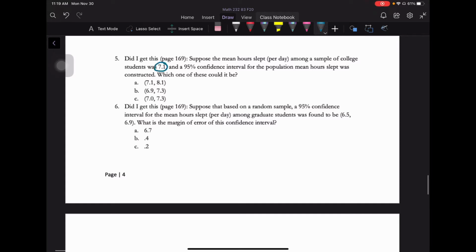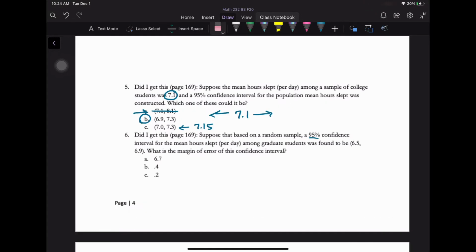Well, whenever we're calculating a confidence interval, remember that 7.1 must be directly in the middle with the lower and upper limits split above and below. 7.1 is not the middle here, it's actually the lower limit. And 7.1 here is not the actual middle between 7 and 7.3. The middle here would be 7.15. Now, if you find the middle of 6.9 and 7.3, it is 7.1.